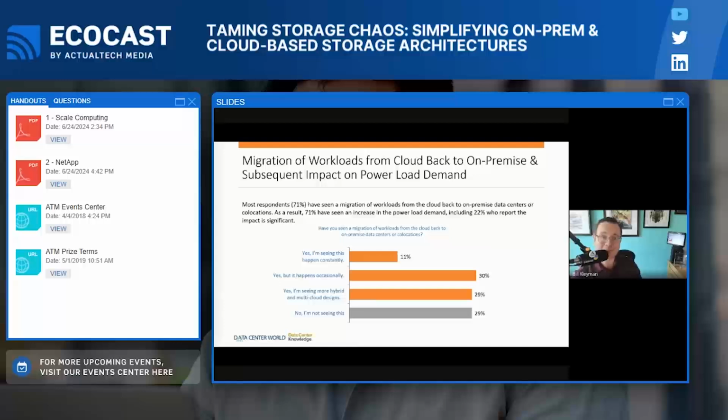We now better understand what needs to be living in the cloud and what should be living on-premise. Take a look. Most respondents, 71%, have seen a migration of workloads from cloud back to on-premise data centers. As a result, 71% have seen an increase in power load demand, of which about a quarter reported that this was significant. My goodness, we are growing both as an industry, but also as people who are connected.